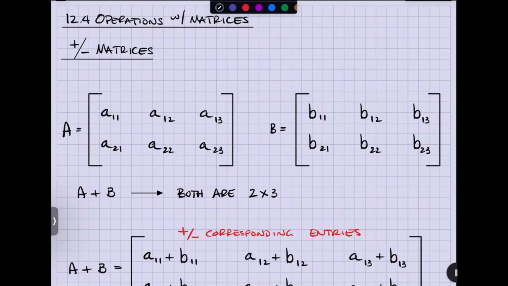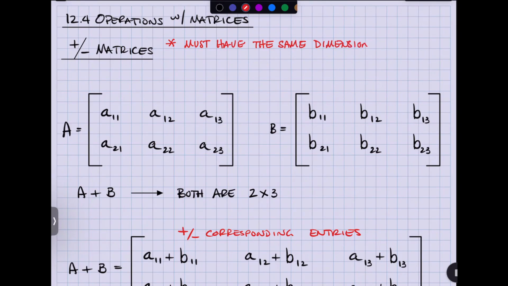All right, operations. That means we got to add, subtract, multiply, divide. Adding and subtracting is not bad at all. However, you know how adding polynomials, you had to have the same base, same power, right? Radicals had to have the same index and the same radicand, right? Well, with matrices, you must have the same dimensions.